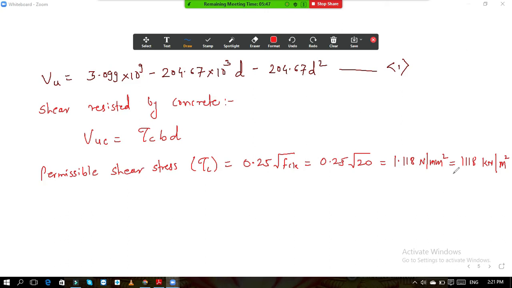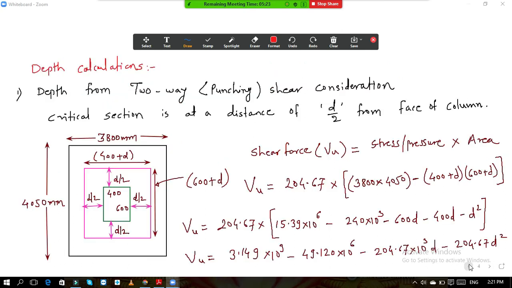So it is 118 kilonewton per meter square. This is the value of tau c. So now, what is the shear resisted? To calculate the shear resisted, we should consider that diagram which we have drawn in the first problem. See this.